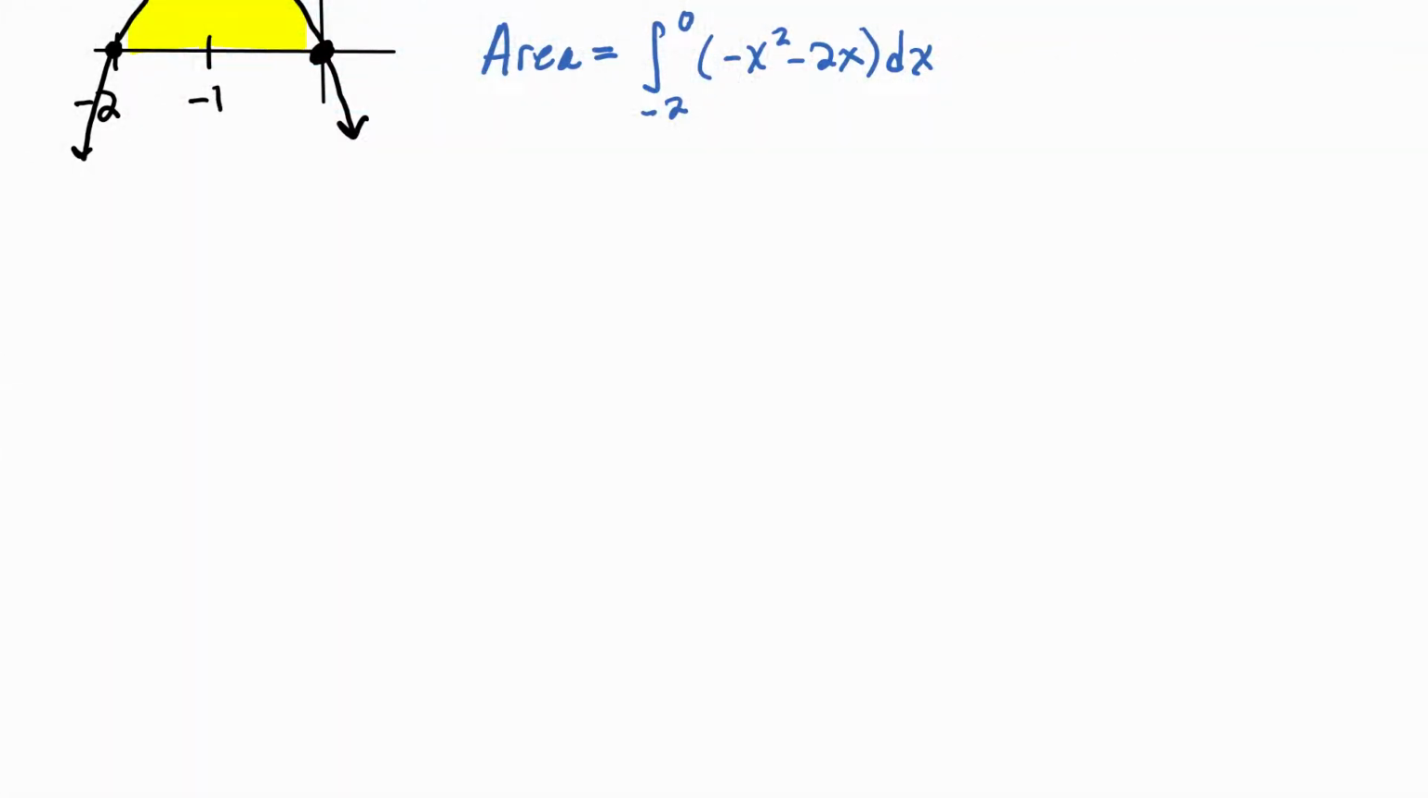Now we're ready to find the area. We know that the area is a definite integral, which is defined to be the limit as n goes to infinity of the summation i equals 1 to n of f of c sub i delta x. So let's do our setup.